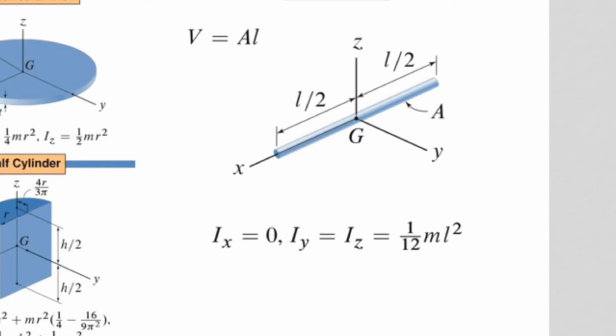Around the y and the z-axis, which are perpendicular and at the centroid of each of these rods, it is 1/12 the mass times the length squared. So this is the overall length, and 1/12 times the mass. This is the one we will use. I'm going to draw this on the next page and write this equation down for us.